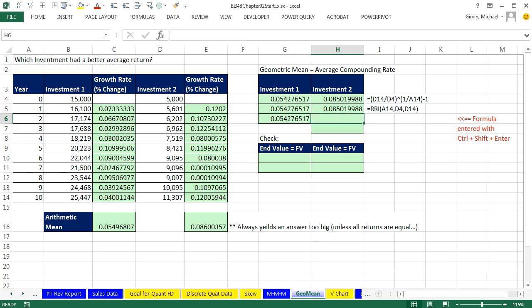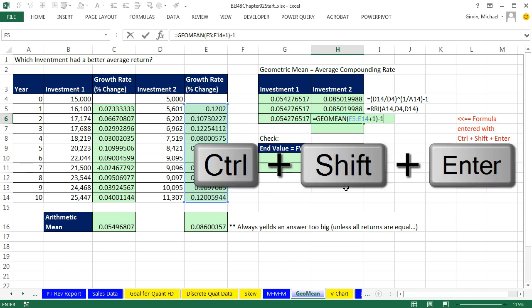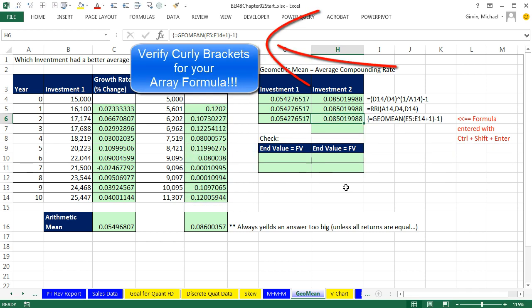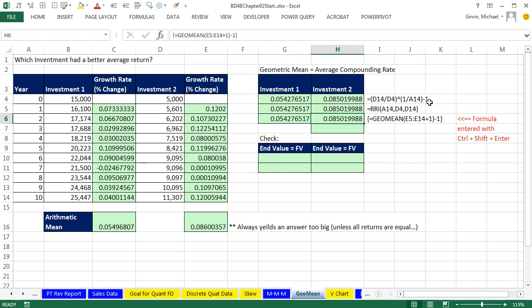Now I can do the same calculation over here, GEOMEAN. I highlight all the numbers. I need to add 1. I'm going to be tricky. I'm going to do an array calculation, close parentheses, minus 1, Control Shift Enter. Now, there we did an array calculation.